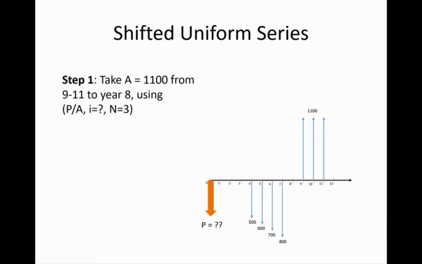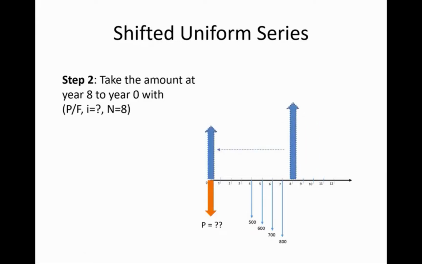It's kind of like we're creating a relative time axis where year 8 is really year 0 in the context of the annual series. So the 3 years of 11,000 turns into a certain amount in year 8, and then it goes from year 8 to year 0. So any questions so far about how we moved that annual series in a couple of steps to the real present?